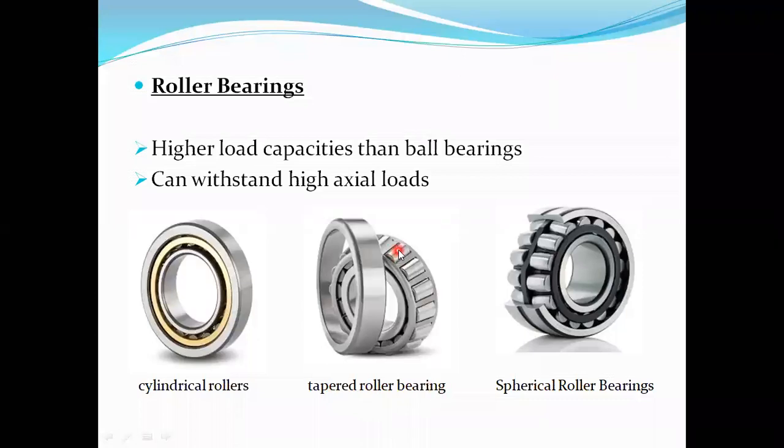So here the bearing is in the form of a tapered shape, and then the spherical roller bearing. Here the bearing is in the form of a spherical shape. That way we will call it a spherical roller bearing. This type of roller bearing is used for high load capacity. So if you want to carry a higher load, then we use roller bearings, and they can withstand higher axial loads compared to ball bearings. The main advantage of roller bearings is that they are able to withstand higher loads, and high axial loads.